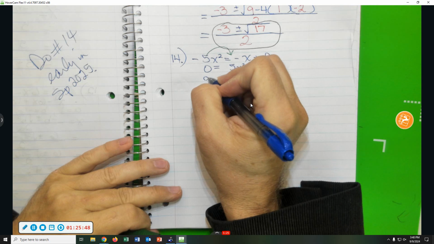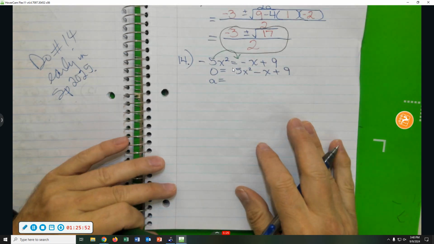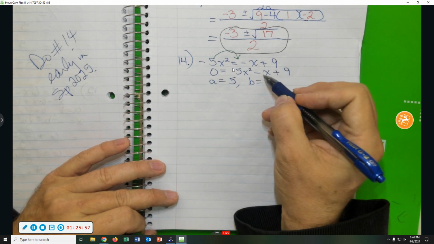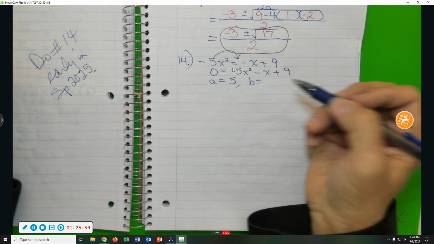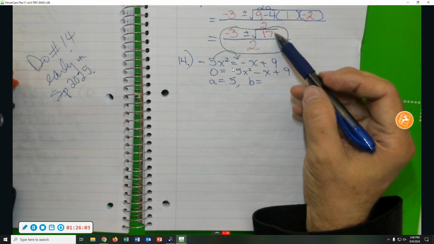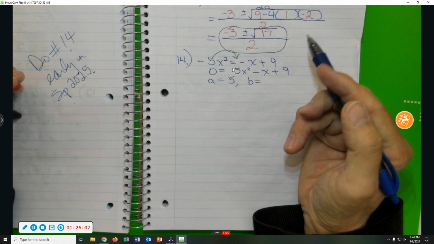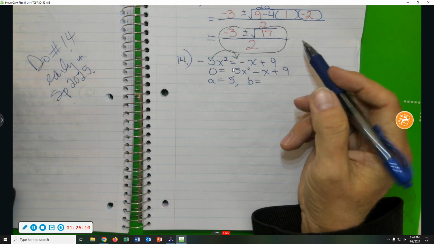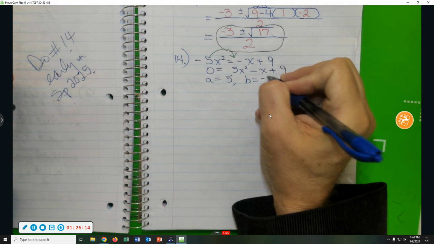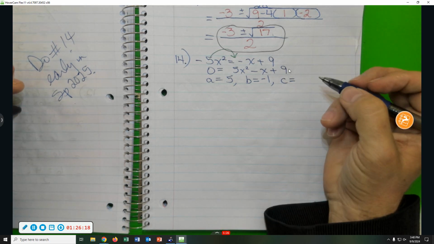a equals? 5. Okay, b equals? You know a common mistake I've seen students make? They'll say something like b equals negative x. No, no, no. a, b, c must be numbers, not variables. What's b? Negative 1. And c, I'm sorry, I didn't mean to say that.